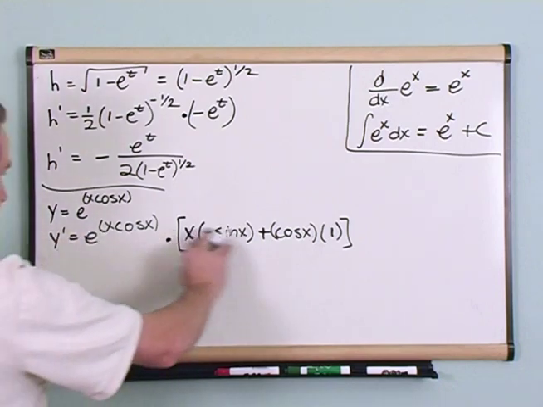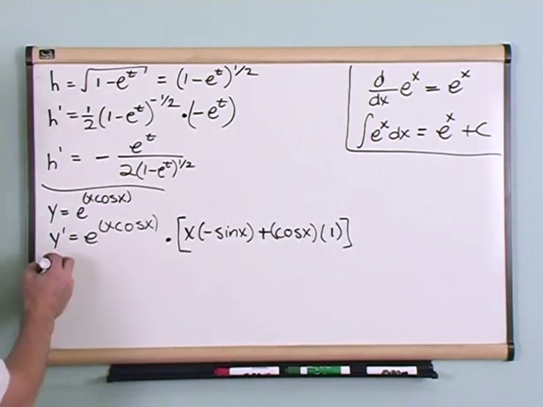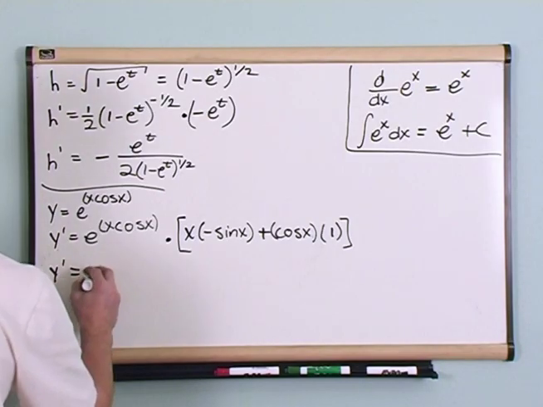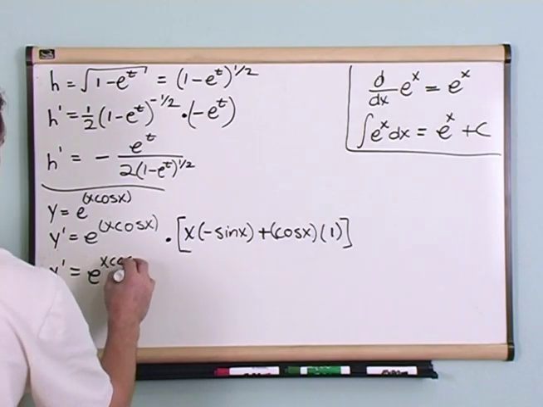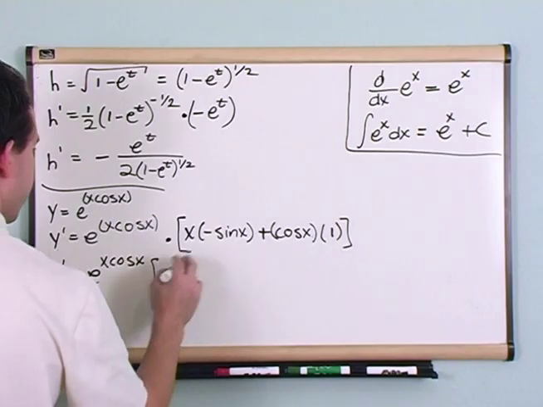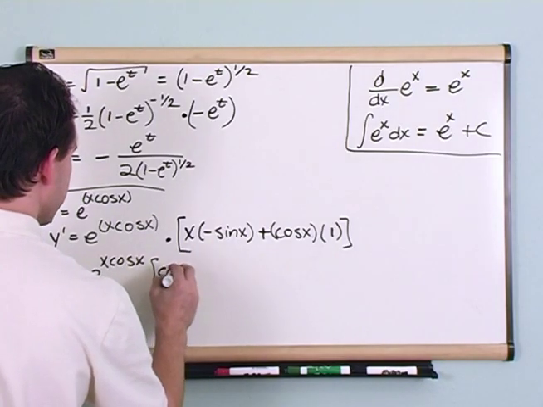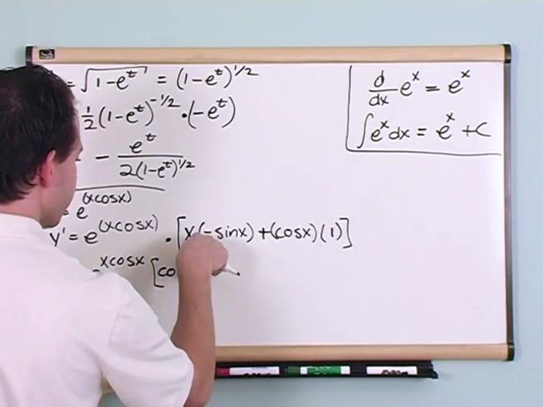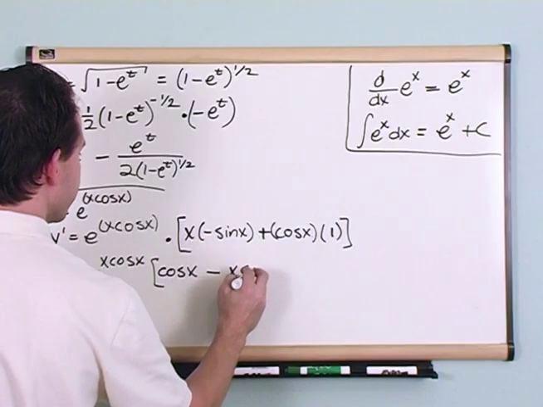You've essentially found the answer at this point. But you just have to kind of collect terms and simplify from there. So the way I just did it on my paper is e to the x cosine of x times, and I just wrote this in reverse order, cosine of x minus, from this minus here, x times the sine of x.